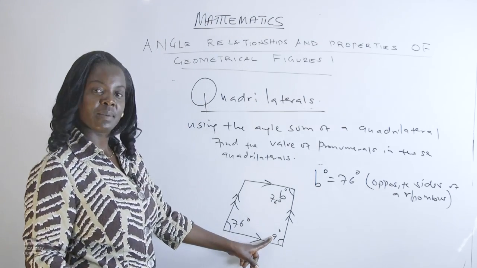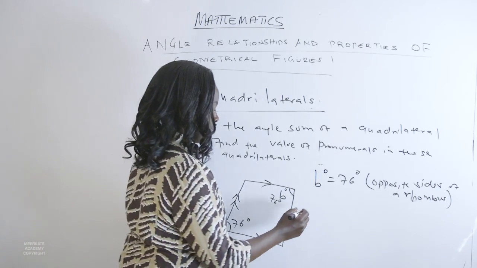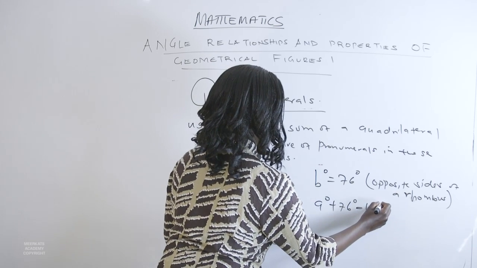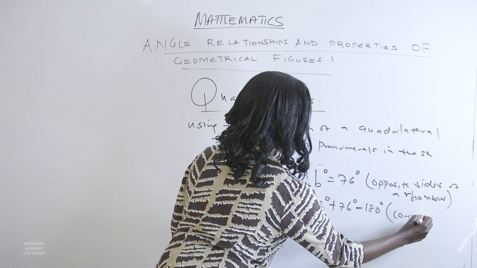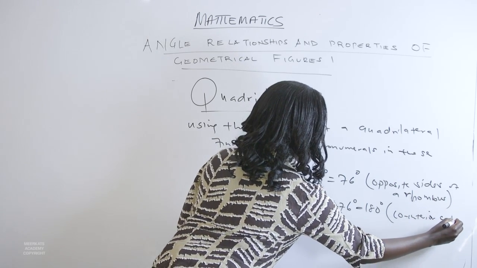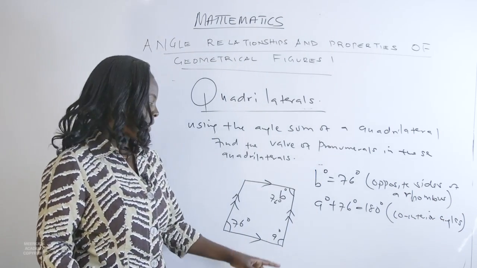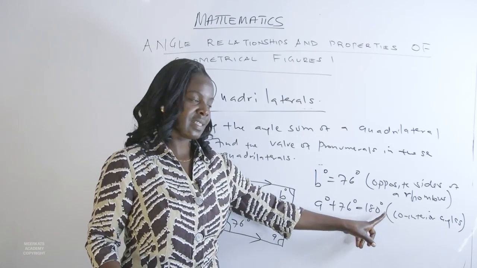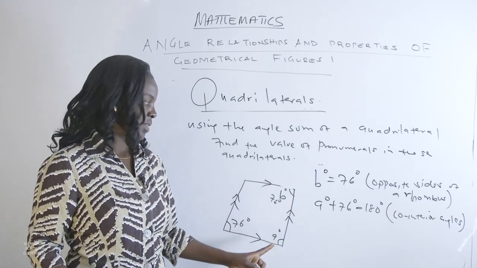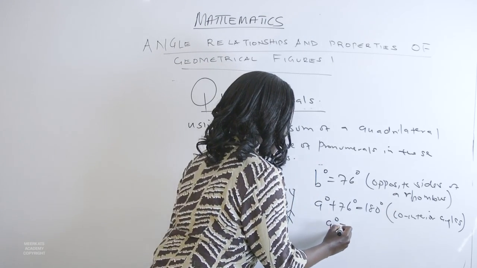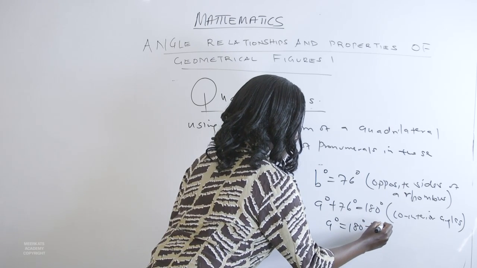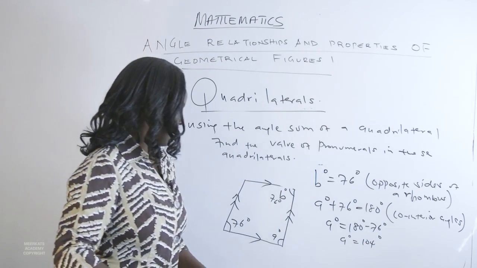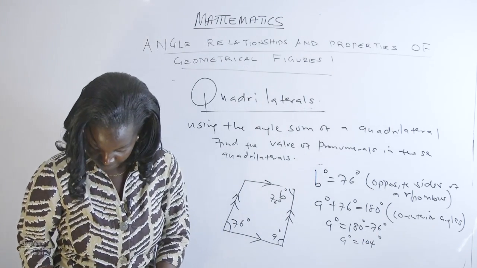Then we can find A. How do we find A? A plus 76 should give us 180 degrees, and these are cointerior angles. So A is 104 degrees.